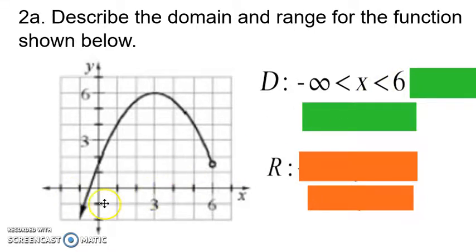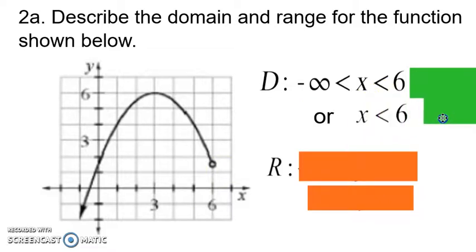And we know it's going to be 6 because looking all the way to the right of the graph, the largest possible x value is 6. This open circle, however, means that it can never equal 6, so it's just strictly less than 6. This can also be stated as x is less than 6 in general because the largest number is positive 6 and the smallest is negative infinity.